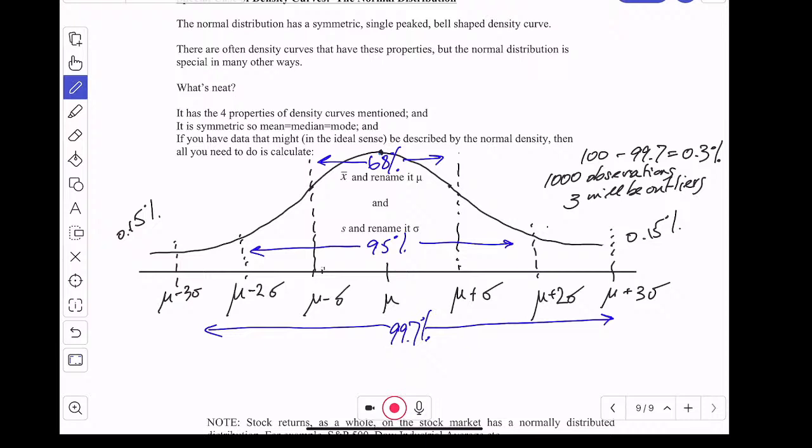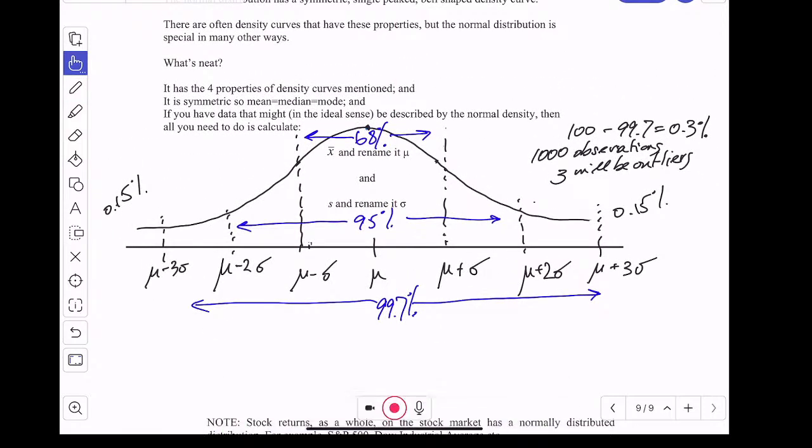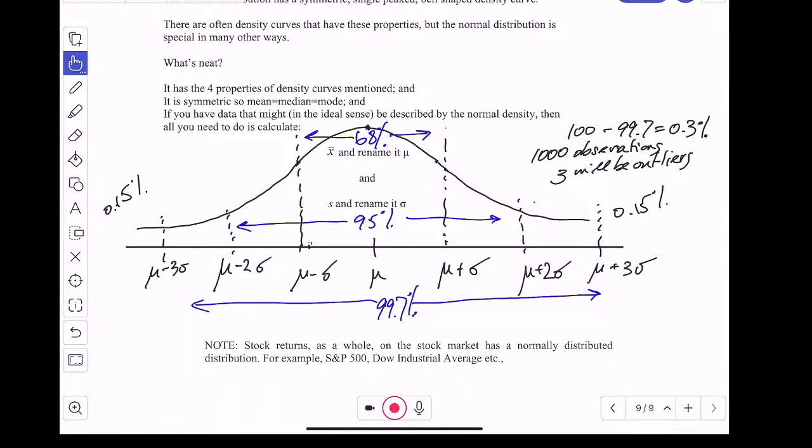There were no outliers, there were no observations outside of 2 standard deviations, so that wasn't a normal distribution. So these are the properties of a normal distribution in general. There are some more specific properties, but this is all we need for this class, that you know this and know how to apply it. It turns out that stock returns as a whole on the stock market have a normally distributed distribution. And I mentioned the Dow Jones Industrial Average and the S&P 500. So that's why we need that.